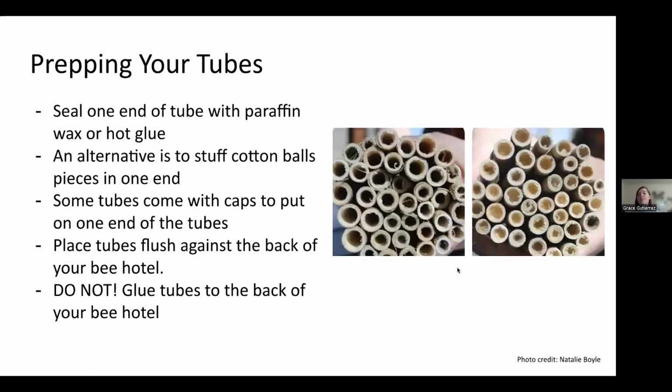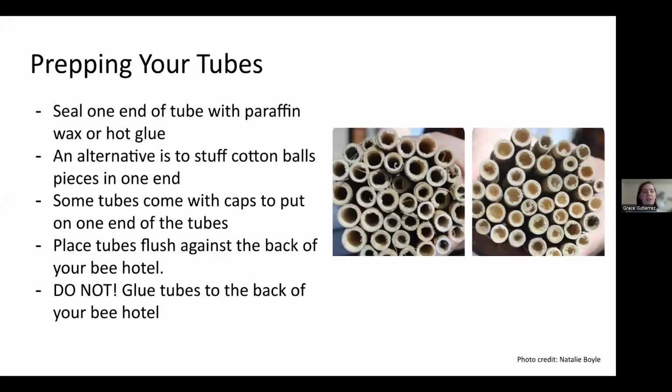And kind of building off of that, prepping your tubes is very important. There are many different ways to do it. I've seen people stuff bits of cotton ball in one end. Some tubes come with caps to put on one end. Or you can seal the tube with paraffin wax or hot glue. See, that's where the hot glue came in before. And this is really all for the protection of the bee larvae that are inside the tubes.